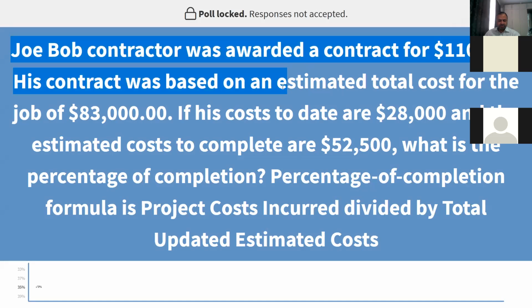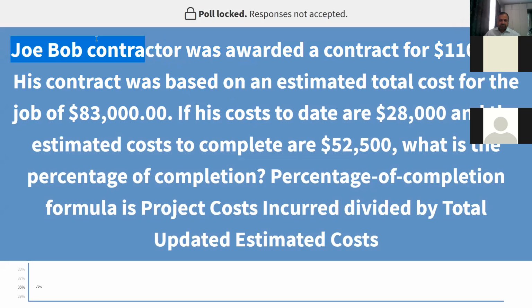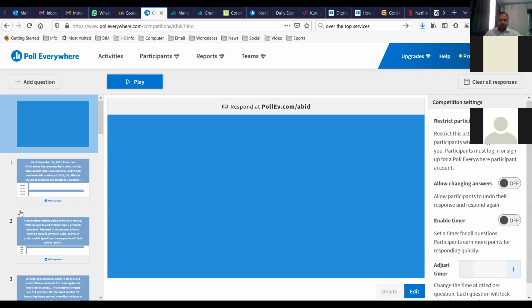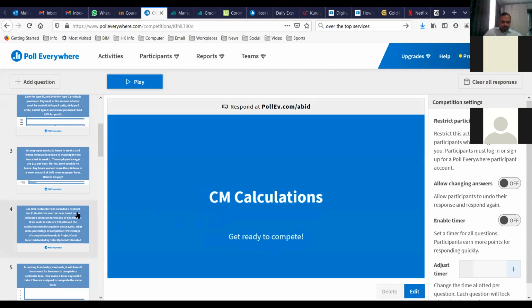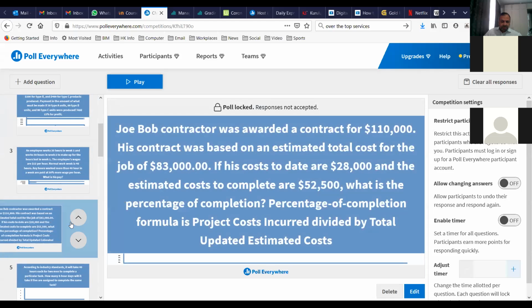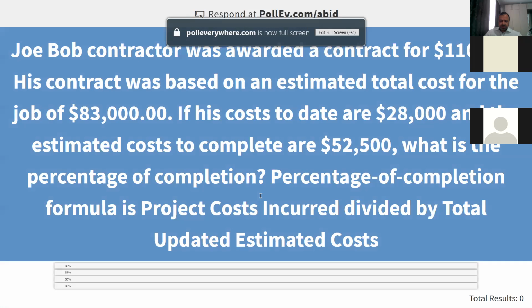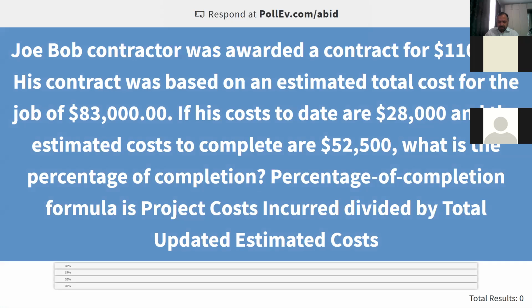Oh, sorry. I think I clicked it. Can I go back? Maybe. Yeah. Can you answer it again? So what is the percentage completion? The percentage completion formula is given.